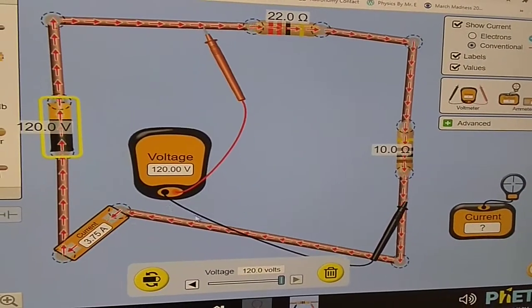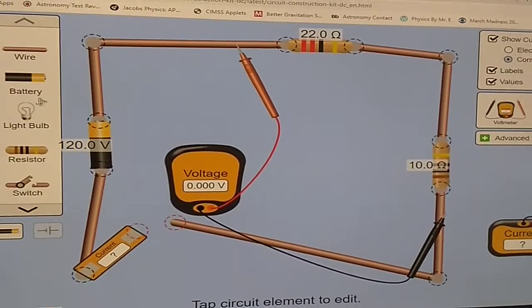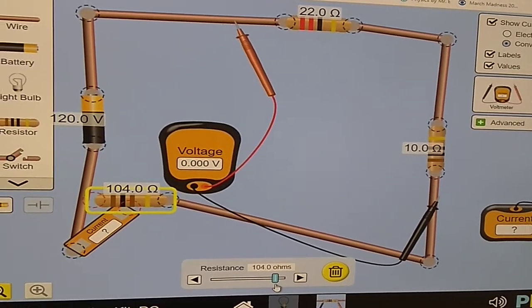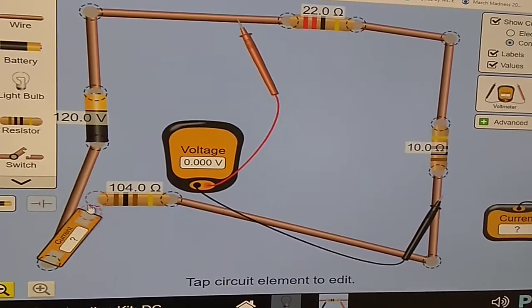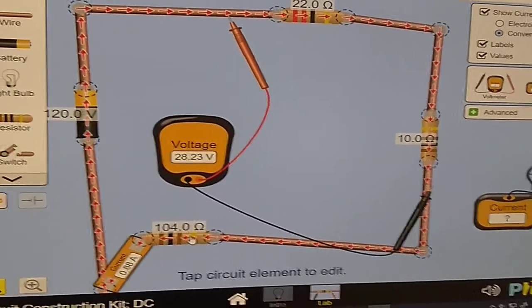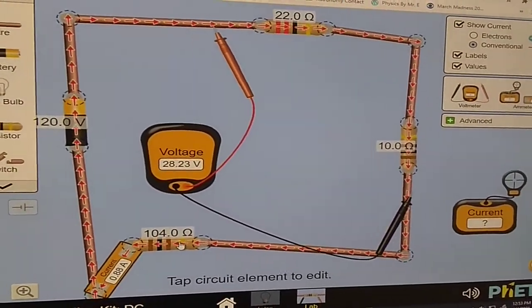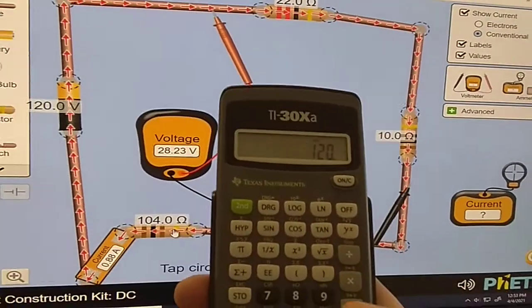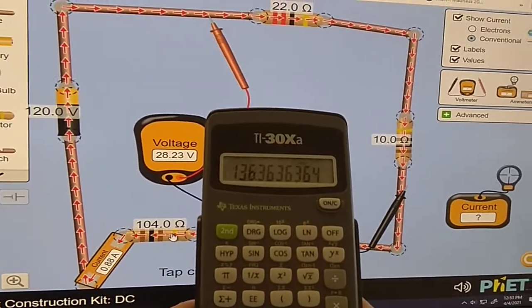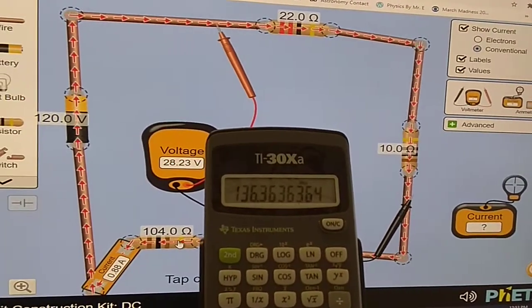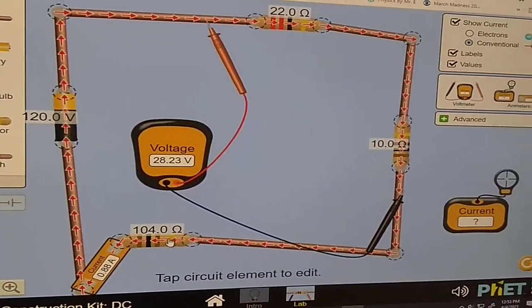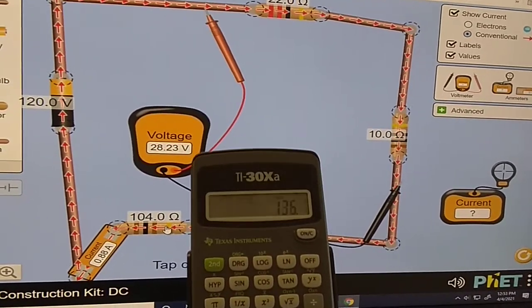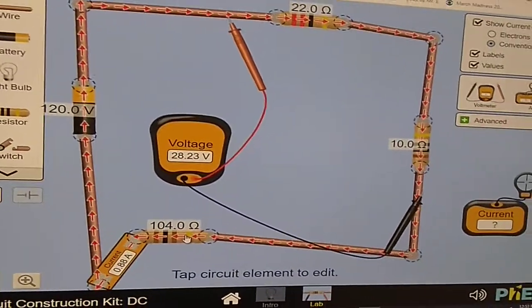Matter of fact, this works even if I add in a new resistor. Let's bring a new resistor in here. Let's make this resistor, I don't know, let's make it like 104, sure. Okay. So now we have a voltage gain for the battery of 120 volts divided by a current of 0.88. We have an equivalent resistance of 136.36, about 136 or so. 22 plus 10 plus 104. Guess what? It's 136. It works out.